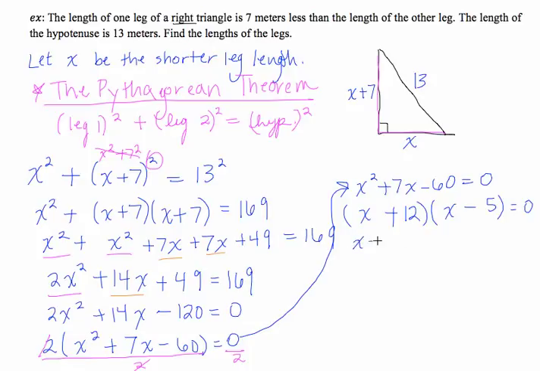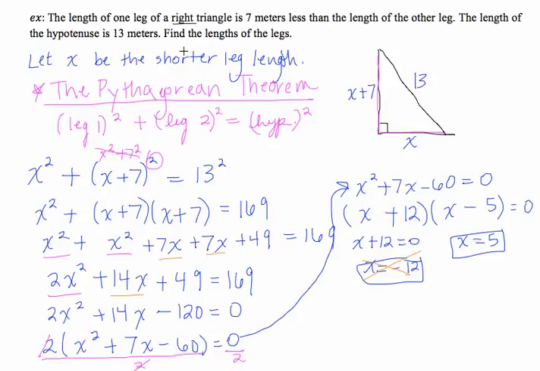So then we set each factor equal to 0. So again, you can actually write it like this. Or you can just say, well, if x minus 5 equals 0, the answer is going to be x equals 5. Okay, so we get negative 12 and 5. Now let's see, does that make sense? A triangle cannot have a leg that's negative length, so that one does not make sense. So x must be 5.